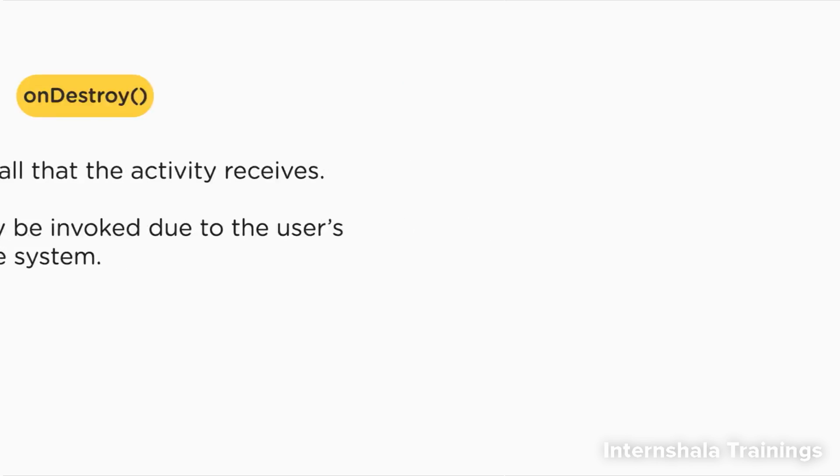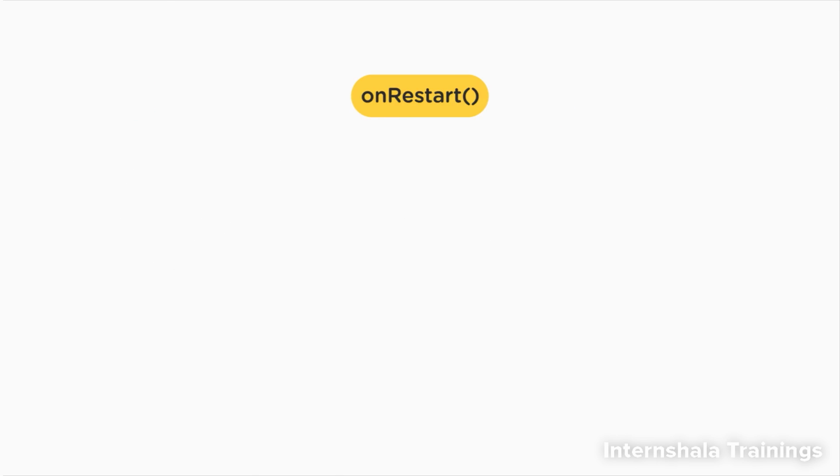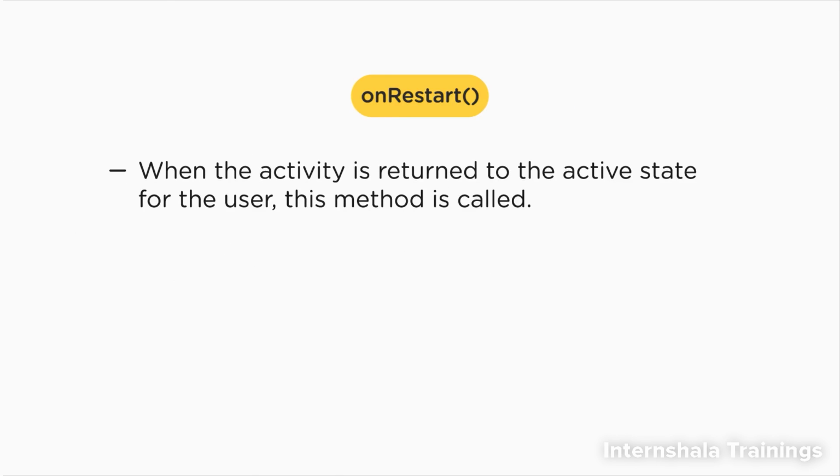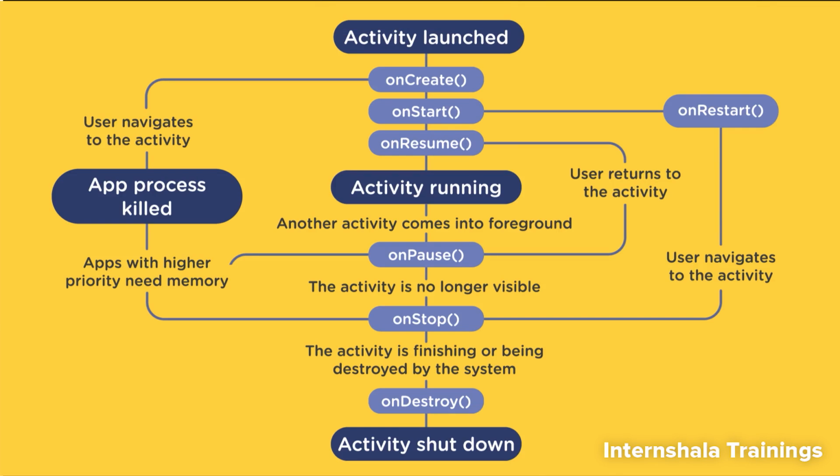Now, let's look at the onRestart method. Once the stopped activity is returned to the active state for the user, the onRestart is invoked. Okay, so now that we have looked at all these methods independently, let's look at this flowchart and make a consolidated understanding of how all these methods work together with each other.